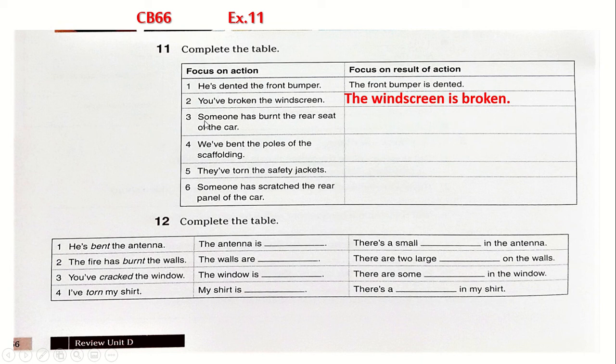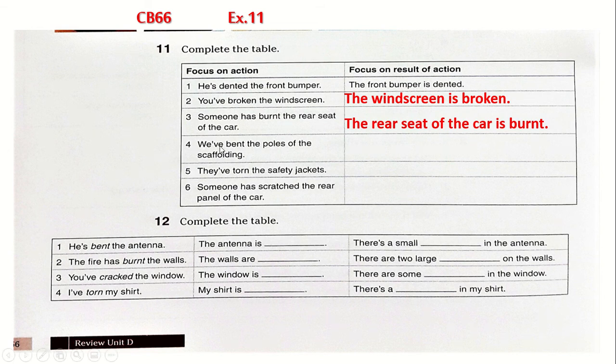Number 3. Someone has burned the rear seat of the car. في شخص حرق the rear seat of the car الكرسي الخلفي للسيارة. We start with the rear seat of the car, which is singular and it's the object هي المفعول به ومفرد. So after we write the rear seat of the car, we need to write is because it's singular إنها مفرد, and then the past participle of burnt, which is burnt also. So the rear seat of the car is burnt.